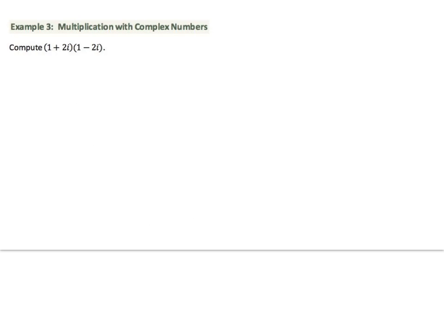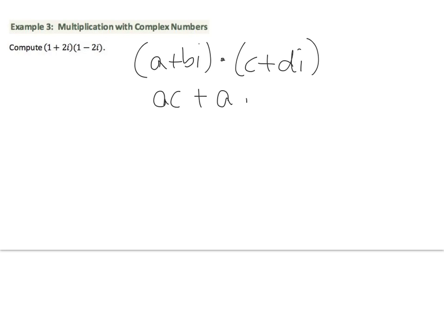Okay, multiplication with complex numbers. I can break this into, let's see, if we had a plus bi times c plus di, we're really FOILing it, okay? We do first, outer, inner, let's see, bci, and then last bdi squared. And remember that i squared is negative 1.